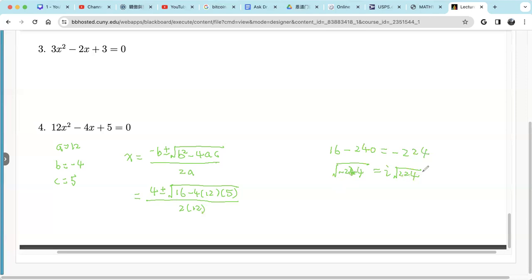Now let's see how to simplify the square root of 224. I'm going to use short division. So I make this sign. I put 224 inside. I think, okay, this is an even number, so that means I can divide it by 2. 2 divided by 2, I get 1. 2 divided by 2, I get 1. 4 divided by 2, I get 2.